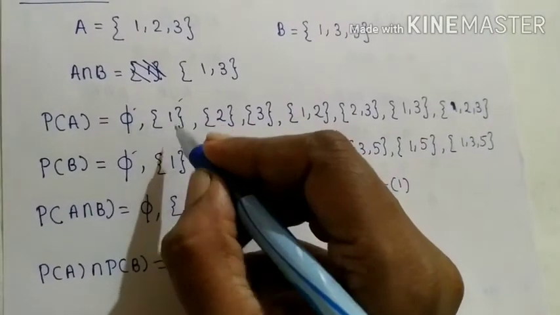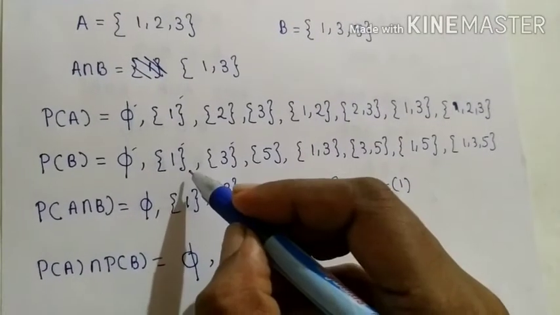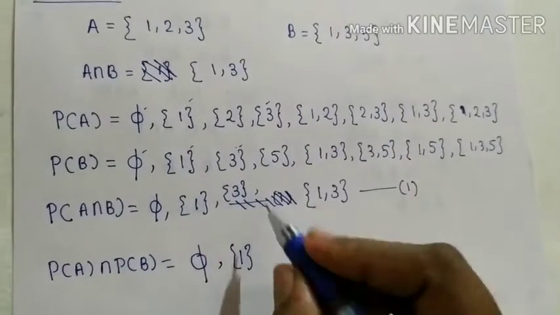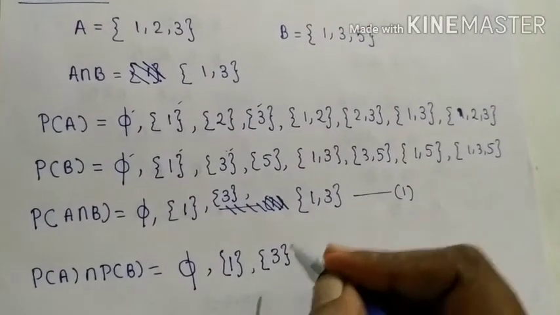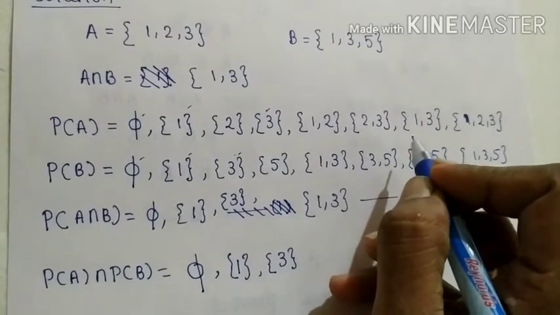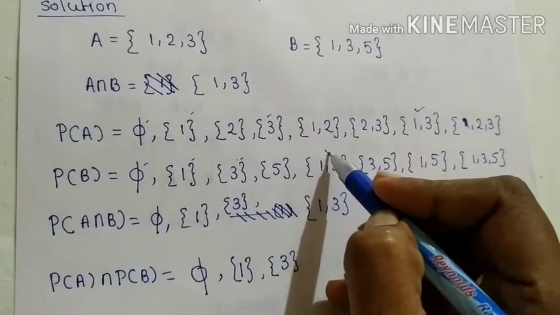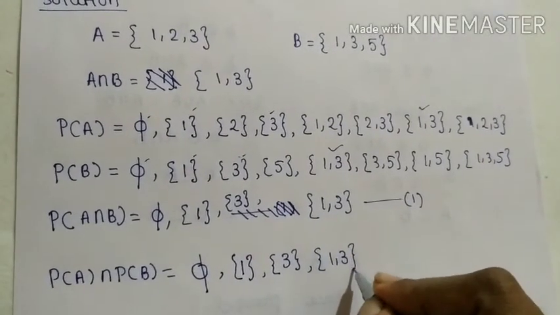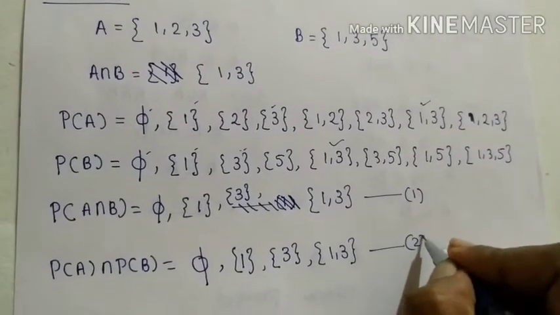Second, the singleton set containing 1 is common in both P of A and P of B. Third one is 3, right? A singleton set containing element 3. Last one, comparing these two, 1, 3. The set containing elements 1, 3 is also common in both P of A and P of B. Okay, so let us name it as equation number 2.